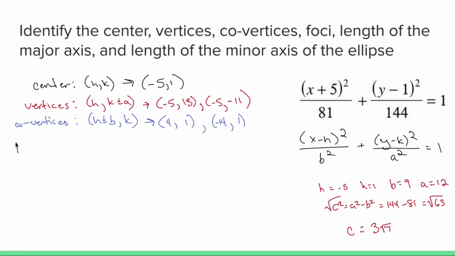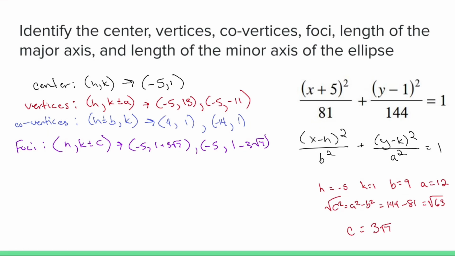We got our foci. That's going to be given to us as h, k plus or minus c. So h was negative 5, 1 plus 3 root 7, and negative 5, 1 minus 3 root 7. It's going to be our foci.